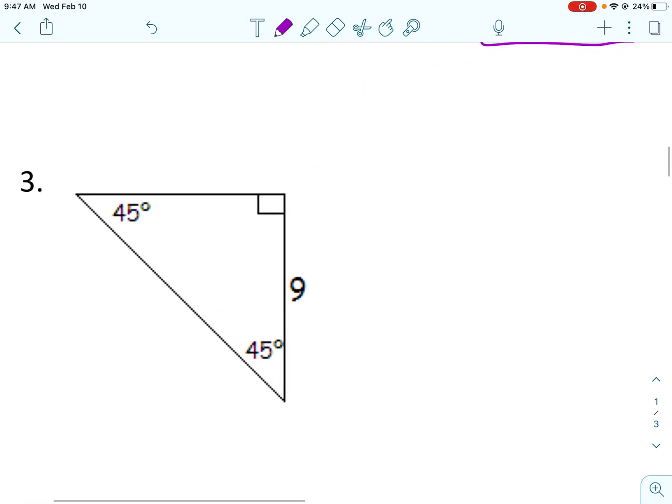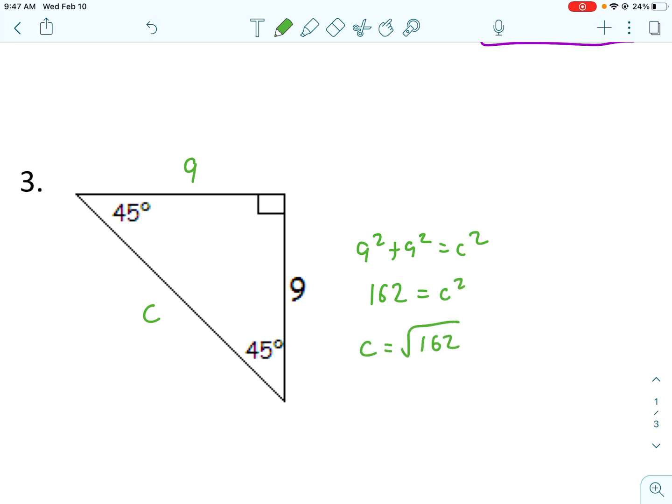Okay, jumping down here. We know that this is 9. We'll call this c. We get 9 squared plus 9 squared equals c squared. That's 162 equals c squared. So you get c equals the square root of 162, which is the same as 81 times 2, and the square root of 81 is 9, so you get 9 radical 2.